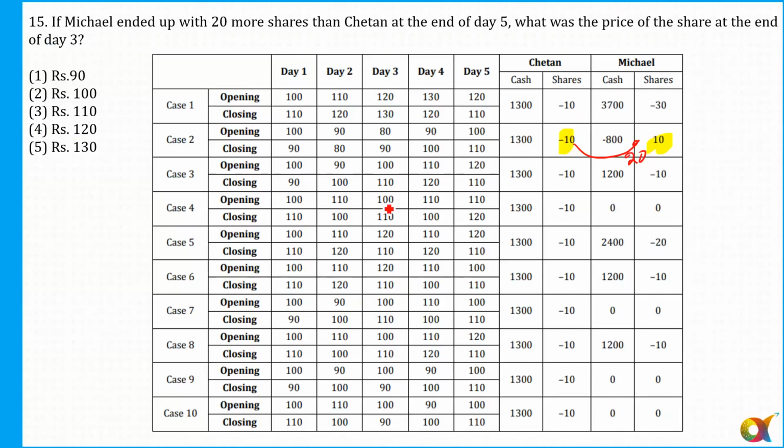So what was the price of the share at the end of day 3? In this case, the price of the share at the end of day 3, in case 2, is 90. So the answer is option 1. And that is the answer.